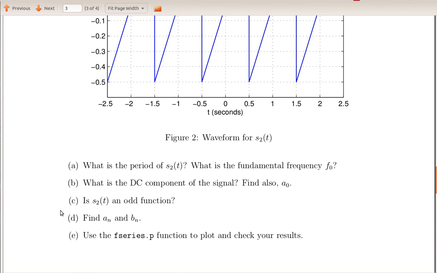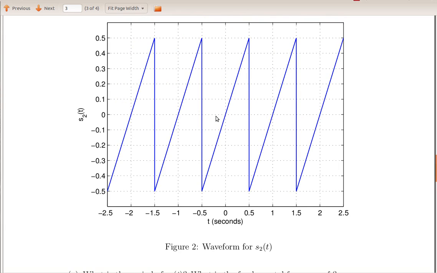B, what is the DC component of the signal? Find also A0. The DC component is basically the offset of your signal, or your average value, if you like. If you simply eyeball this waveform, you'll notice that across one period, that area there should be the negative area. It should match up exactly with that area, giving you a net area equal to 0. So we expect the value of A0 to equal 0. We'll go ahead and compute A0 and see this is the case.